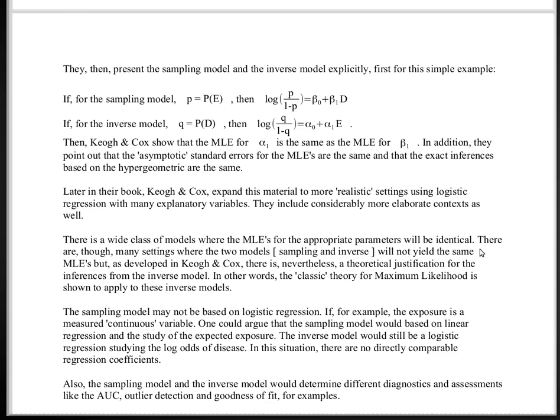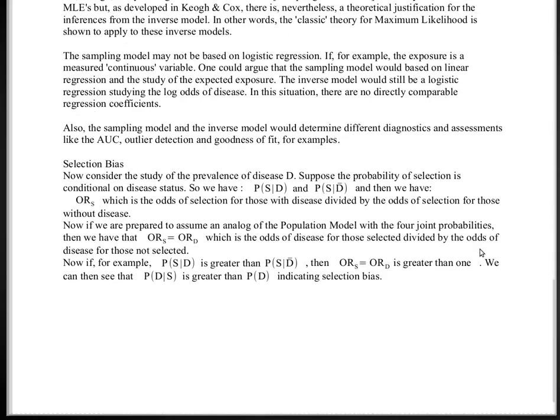Many issues are in play. The first one is that the sampling model may not be based on logistic regression, say in a circumstance in which exposure was measured on a continuum. Then the sampling model might be based on linear regression and the study of expected exposure, and the inverse model would still be the logistic regression. These two things are not the same, so the regression coefficients are not directly comparable in this instance.